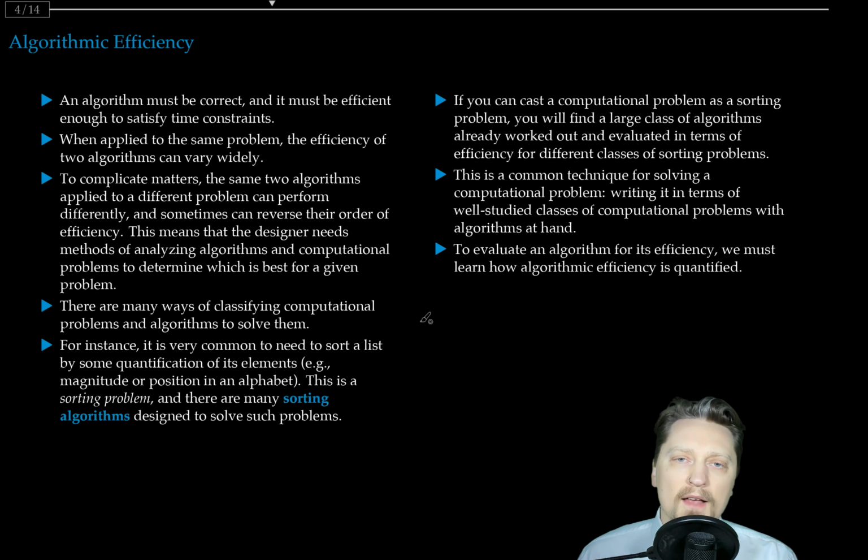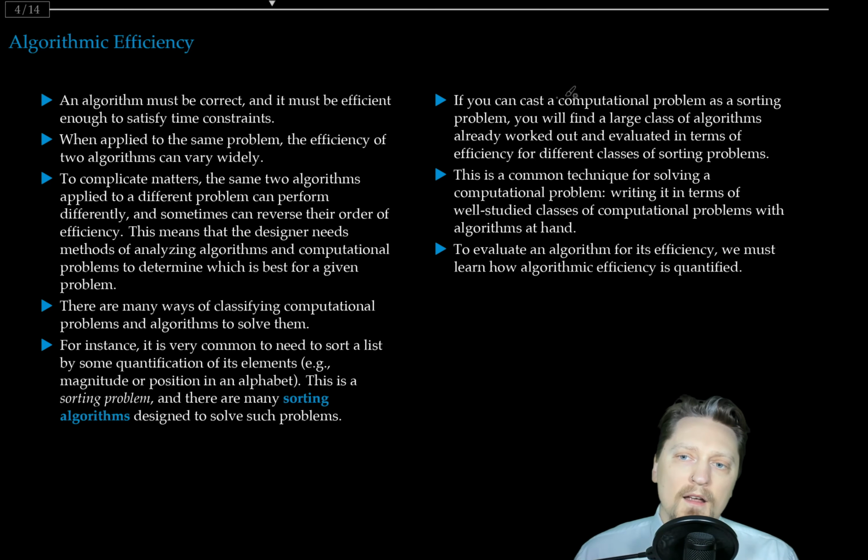There are many ways of classifying computational problems and algorithms to solve them. For instance, it is very common to need to sort a list by some quantification of its elements, for example, magnitude or position in an alphabet. This is a sorting problem, and there are many sorting algorithms designed to solve such problems.